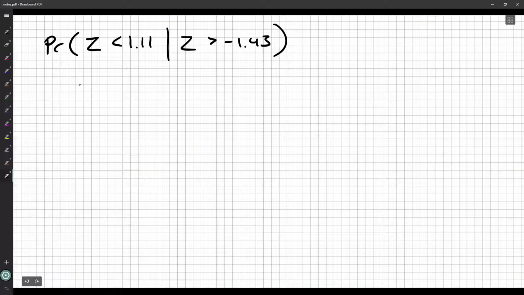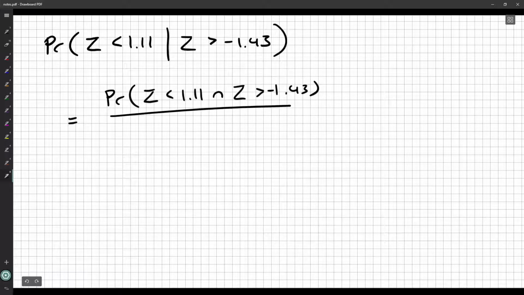So what do we have here? Well, it's a conditional probability. So what we're going to do is first rewrite it as the probability of the intersection of these two events, divided by the probability of the given event. So that's that second event here.